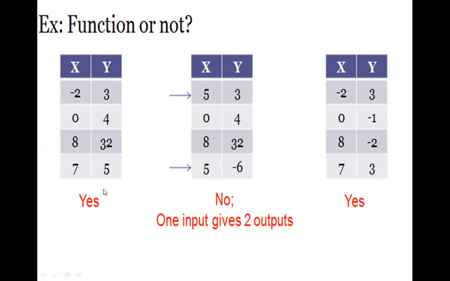Number 1, yes, it is a function. Number 2, no. In a function, one input gives one output. Here x is 5, and the corresponding y is 3 and also y is minus 6. For example, number 3, yes, this is a function.